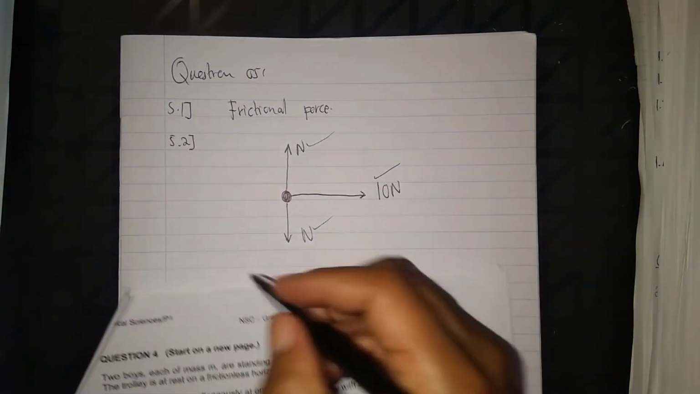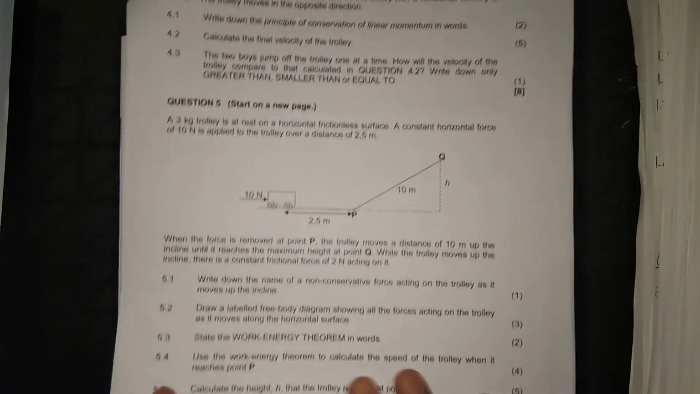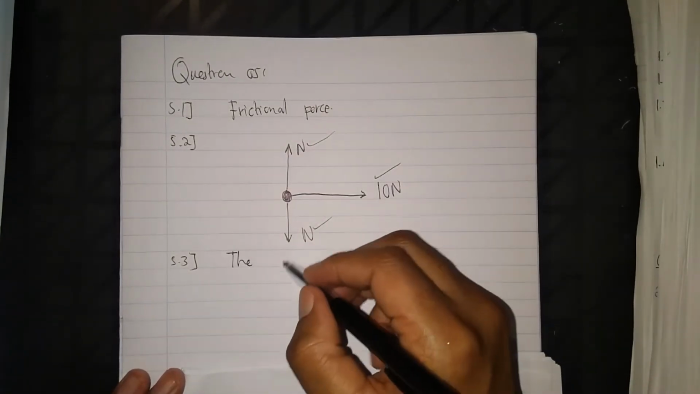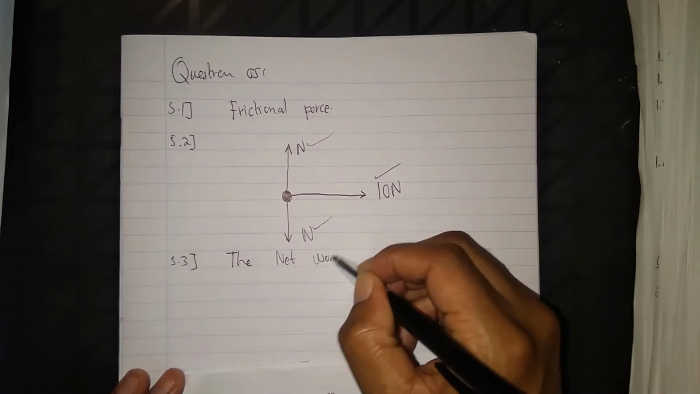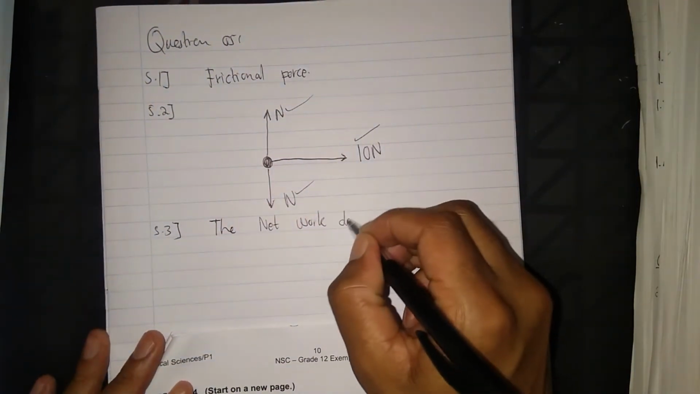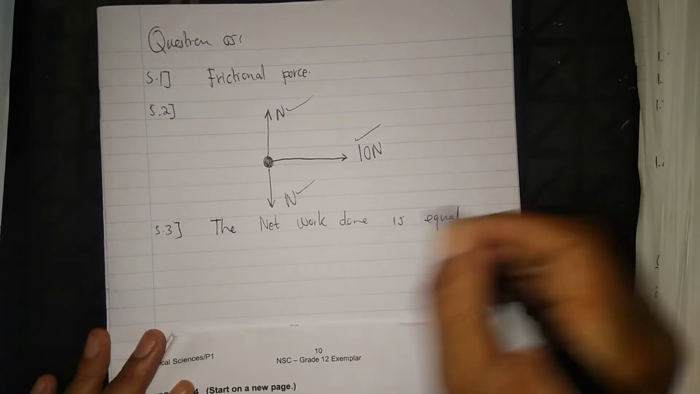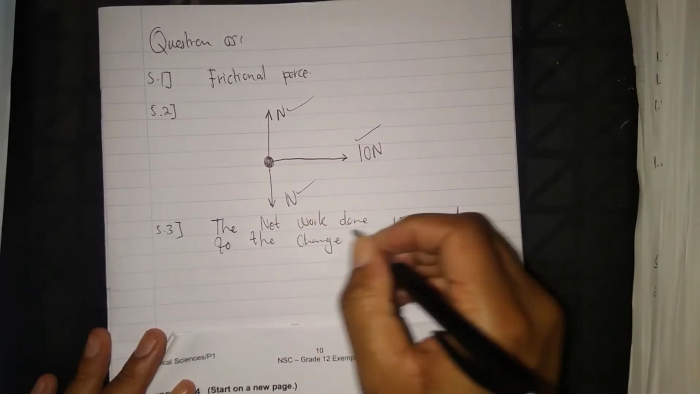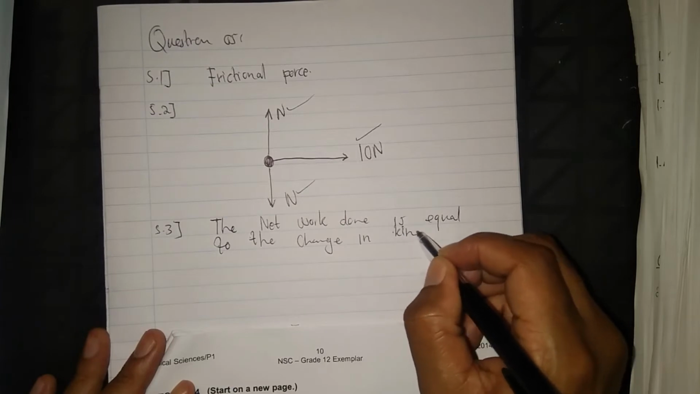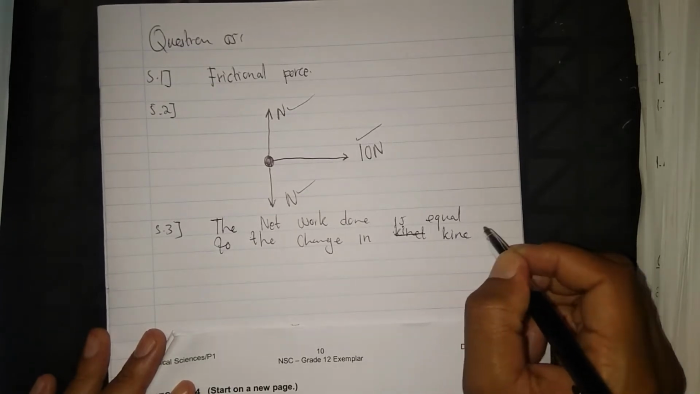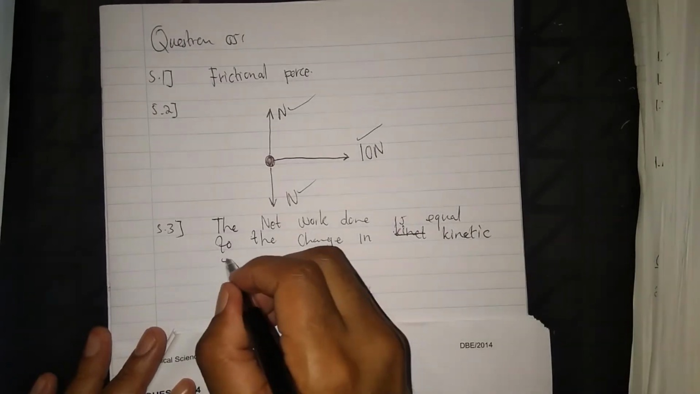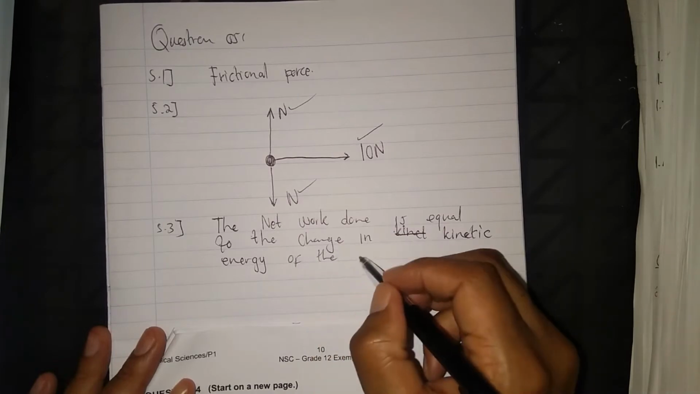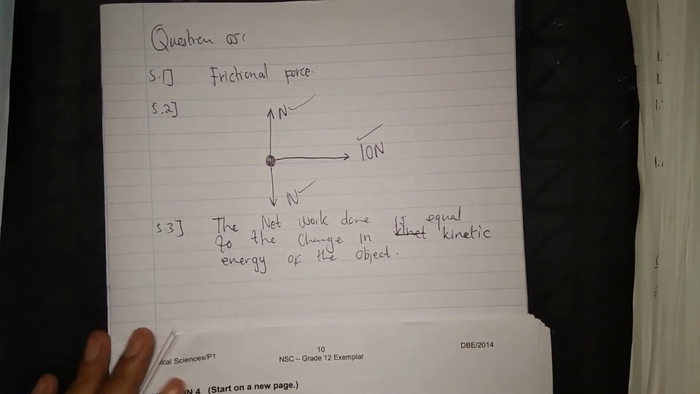So it means there are three forces. 5.3, state the work energy theorem in words. The net work done is equal to the change in kinetic energy of the object. That's why I put up my definitions in the description below.